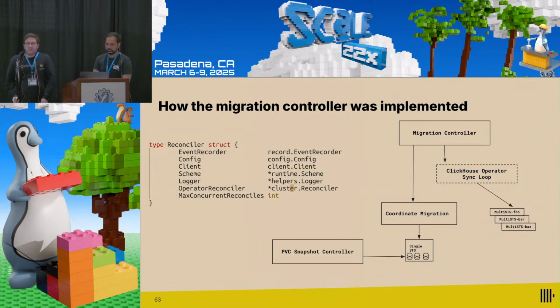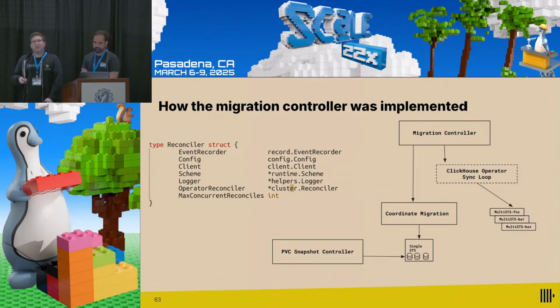But more specifically, how we actually implemented this is our migration controller is actually a wrapper controller around our normal operator reconciler. And the reason we did this is because our operator does a bunch of things that we need to do for ClickHouse when we create these multi-stateful set pods. For example, we need to create users. We need to sync the catalog, databases, and tables. And we didn't want to re-implement all that. So the first thing that the migration controller does is just call the operator reconcile and create all these things.